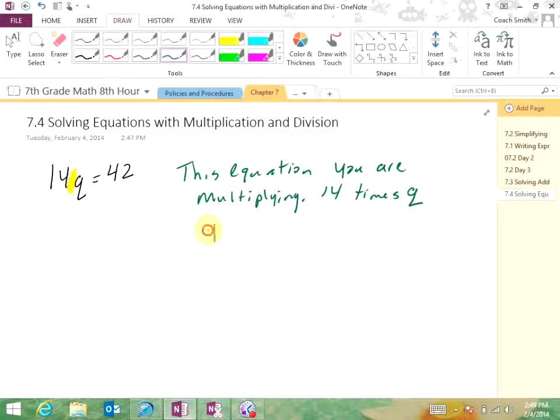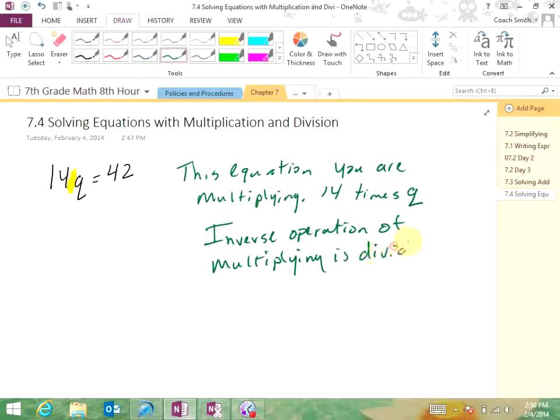Okay. Now, the inverse operation of multiplying is dividing. So then the inverse of multiplying 14 times Q would be to divide 14 to both sides. So we're going to divide 14 to both sides. Over here, the 14s cancel out, leaving me with Q.